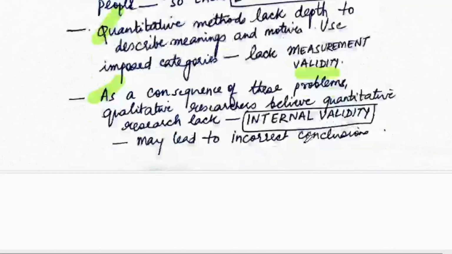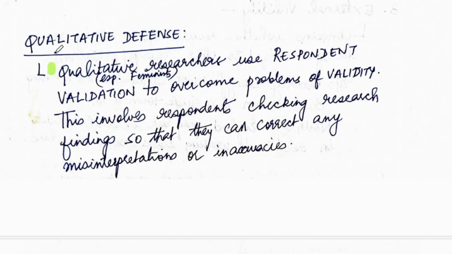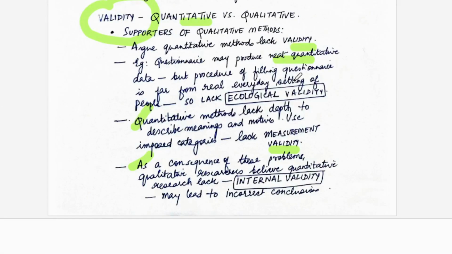As a consequence of these problems, qualitative researchers believe quantitative research may lack internal validity also. It may lead to incorrect conclusions. At the aspect of causality, if categories are wrong and context is shallow, claims like X causes Y can also be shaky in nature. So these cause effect links from surveys also could be misleading. So the supporters of the qualitative methods said that the quantitative methods lack on ecological validity, also on measurement validity, and finally on internal validity.